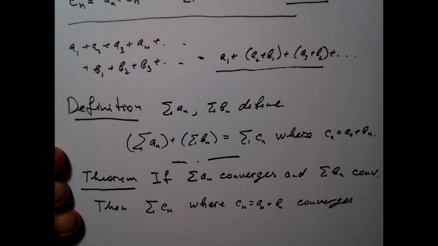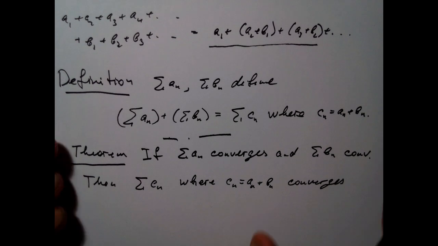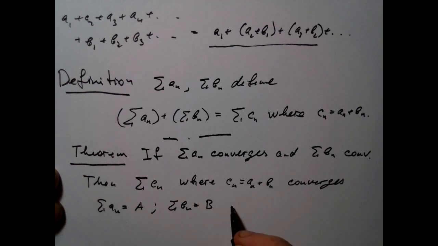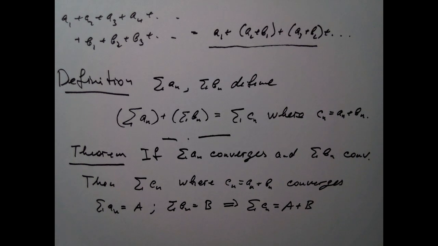And in fact, not only does the series converge, but it converges to what you would expect, and that is, if the series An is equal to, I don't know, A, and the series Bn is equal to B, then the series Cn is equal to A plus B. I hope it doesn't come as a surprise to you. It is completely to be expected. So let's do the proof of this theorem.